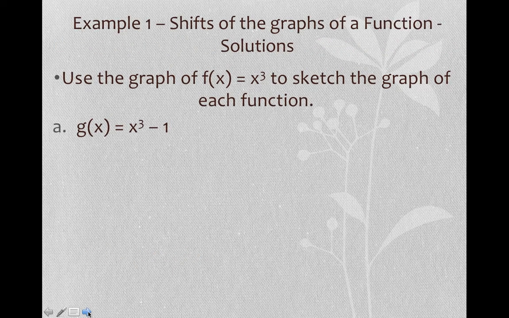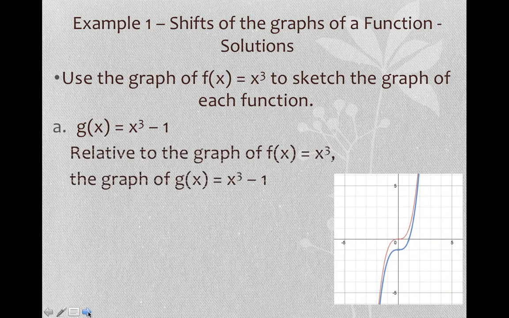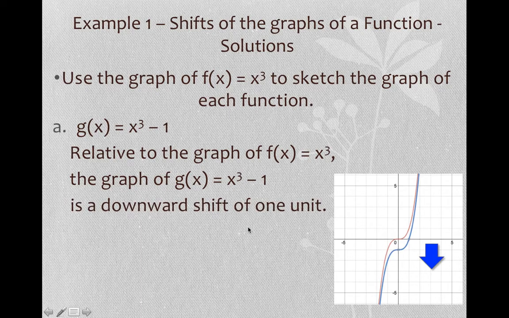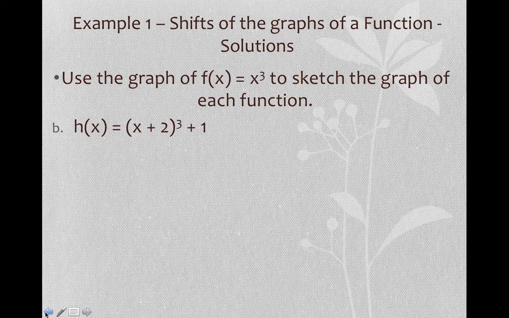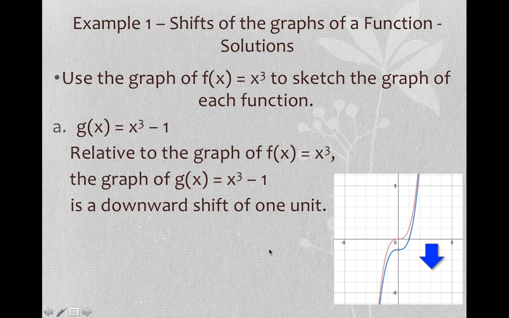Okay, so let's look at it. g of x equals x cubed minus 1. Okay, so this is the parent function, f of x equals x cubed. The graph of g of x equals x cubed minus 1 will go down 1 unit. I'm sorry, I went too fast there. It will go down 1 unit because it's just minus 1.